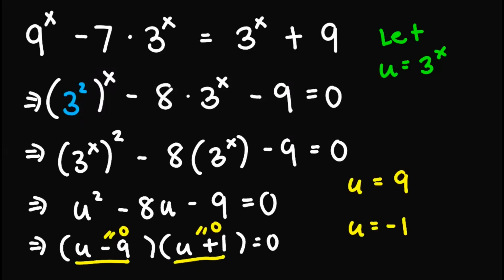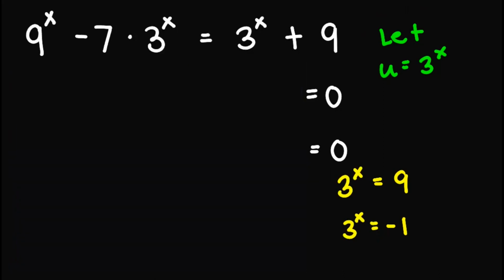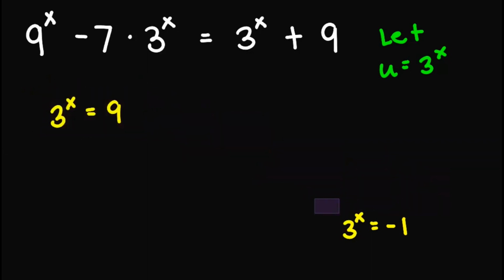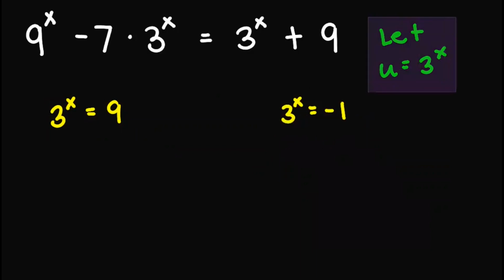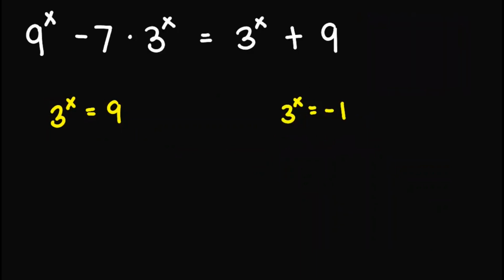And what do we do next? Well, recall that up here, u is equal to 3 raised to x. So we simply replace back u out here with, let's use yellow, 3 raised to x. So let's try to clear out some space first, since I'll be exploring these two cases out here. So let's start first with this one.